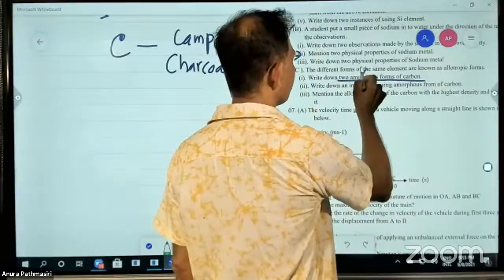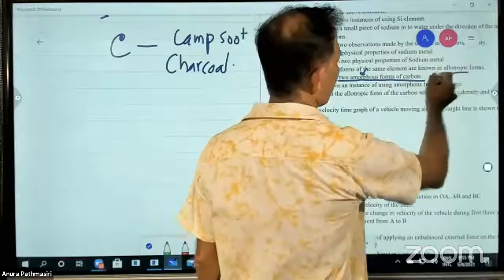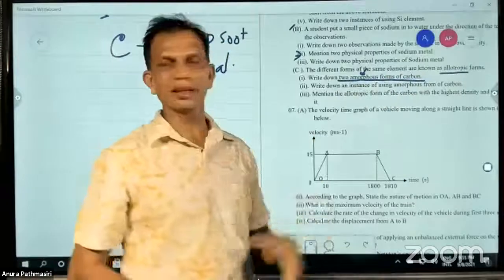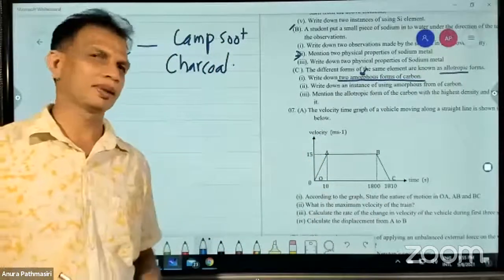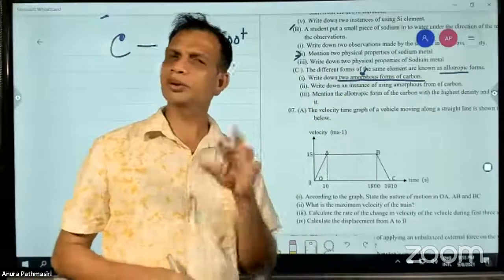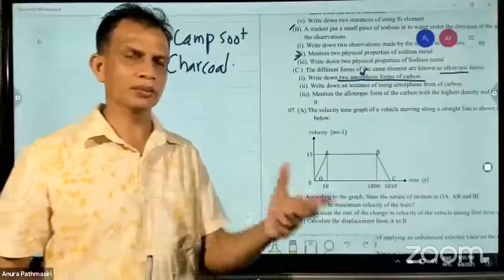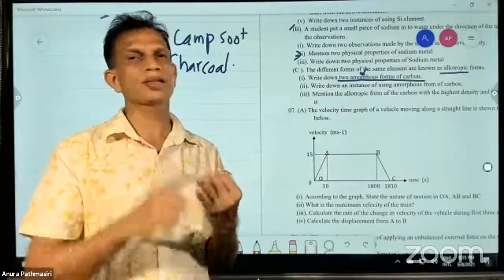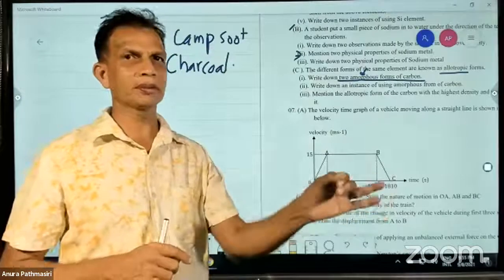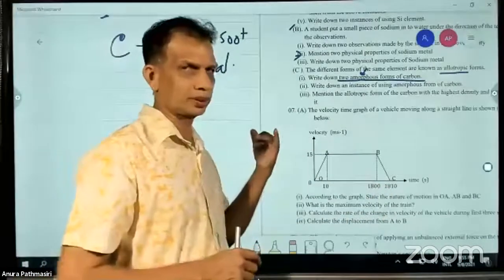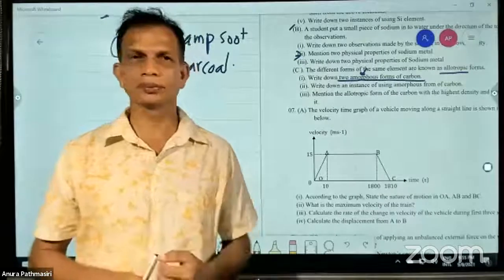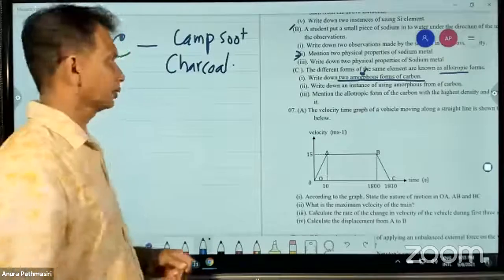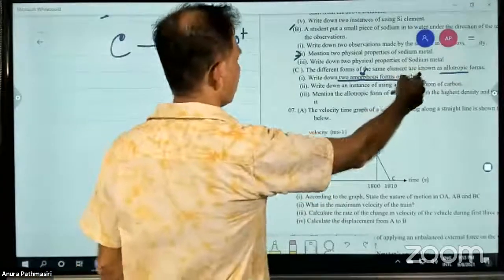I don't know whether the reference is amorphous or allotropic form. It may be allotropic form. Write down the two allotropic forms of carbon. That should be there. What is your answer? Two allotropic forms: crystalline form and amorphous form. Give me an example for amorphous form. Lamp soot. And crystalline form: diamond, graphite.